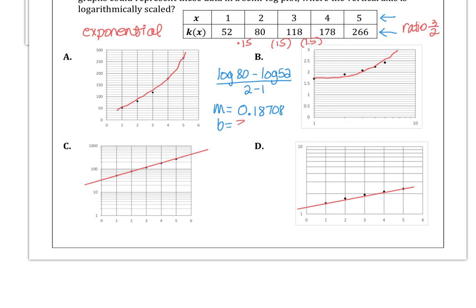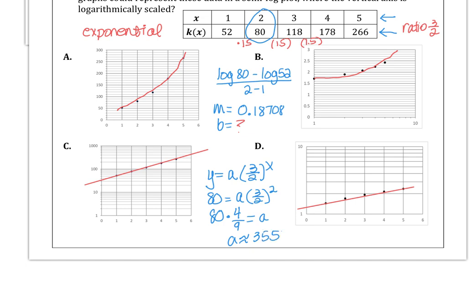So we don't know the B value. And one way to do that, if we know the data in our table is exponential, we could say y is a times b to the x power. And then I could use maybe the point 2, 80 and say 80 is a times 3 over 2 squared power, which gives us 9/4. So 80 times 4/9 would be the a value, and that a value is about 35.5.